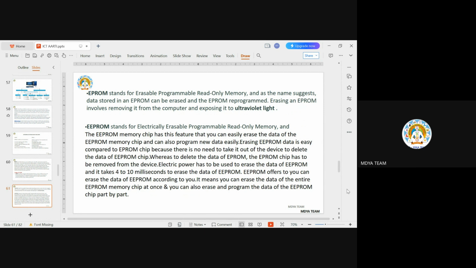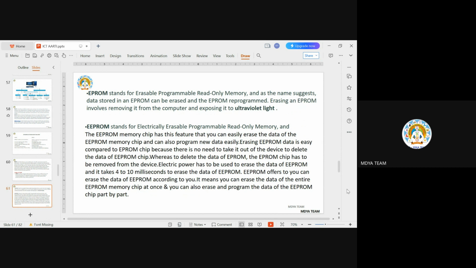EEPROM stands for Electrically Erasable Programmable Read-Only Memory. In this we can also erase the data, but the mechanism is changed. The EEPROM memory chip has this feature that you can easily erase the data and also program new data easily. So in this, we can erase the data electronically, and program new data in it easily.